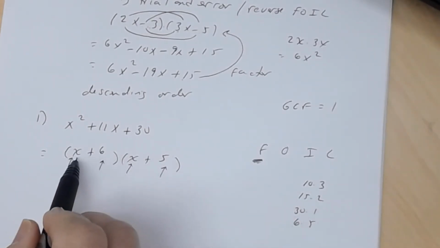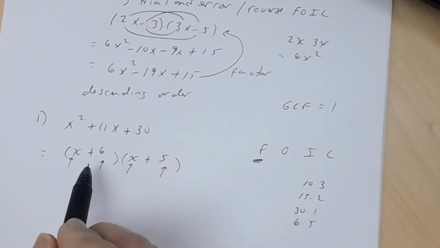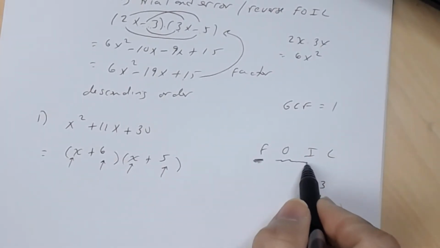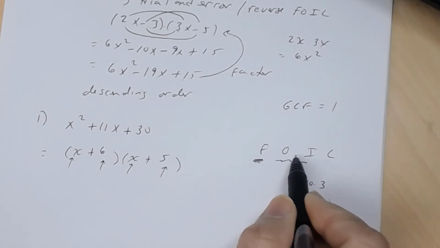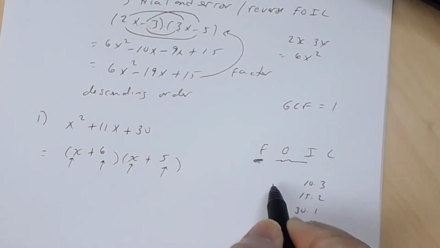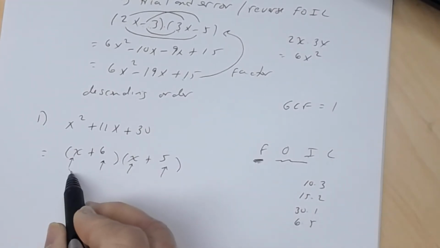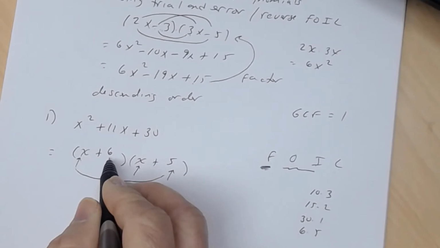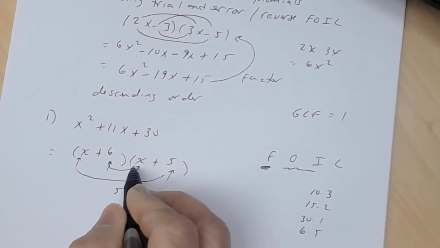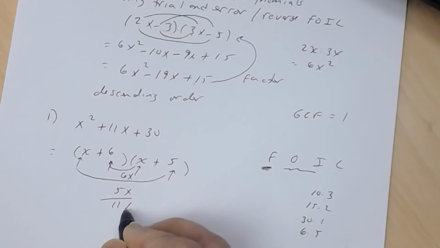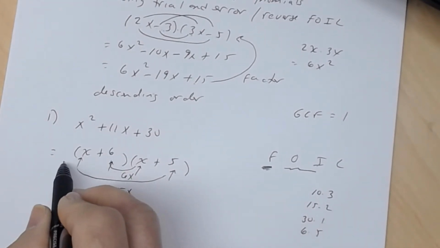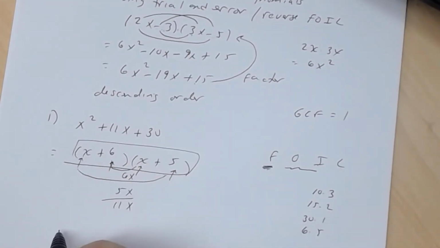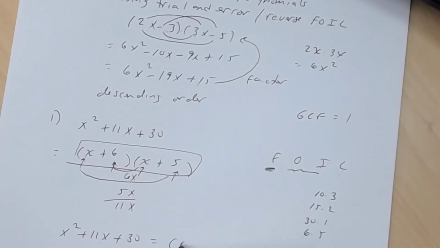Okay, now notice when you get to that point, you don't stop there because you still have to check the outer and the inner. Always make sure you do all 4 parts of the FOIL method. So let's check the outer and the inner. When I do the outer, x times a positive 5 is 5x. The inner, 6 times a positive x is 6x. And when I add them up, I do get 11x. Okay? All right, so there's your answer. So basically what we said was this: x squared plus 11x plus 30 is going to equal x plus 6 times x plus 5.